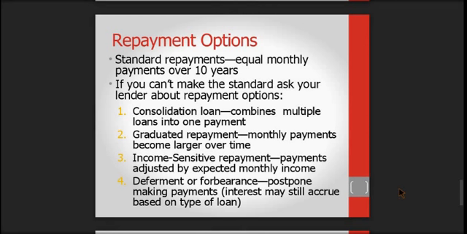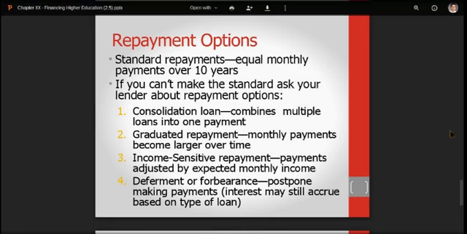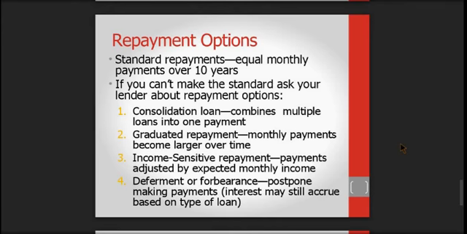I could also have what's called a graduated repayment, in which monthly payments start off small and become larger over time, kind of gradually easing me into the repayment process. There's also the income sensitive repayment, in which payments are adjusted by my expected monthly income. It's kind of based off of how much I make. And lastly, deferment or forbearance.